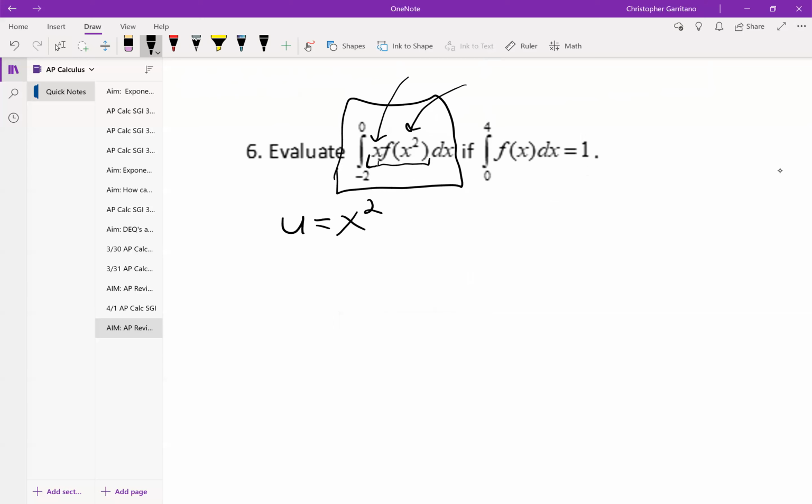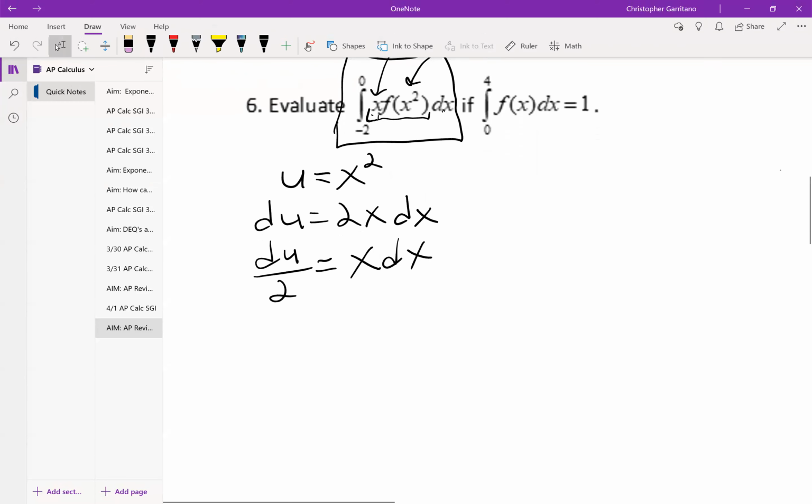And I will differentiate. So du is equal to 2x dx. So I have an x dx in this integrand, so I'm going to want to replace that with a u expression. So I can rewrite this as du over 2 is equal to x dx. So that x dx term will be replaced simply with du over 2.